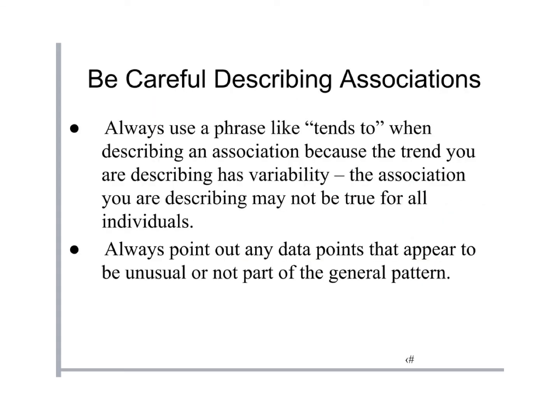Okay, so when describing associations, make sure to always use phrases like tends to. Just because there's so much variability in these scatter plots, it's not perfectly linear. They're not all lining up to be 100% linear. So you're going to use words like tend to. Also, we're talking about just 2 variables here, one affecting another, and this is not talking about all the other variables that might be affecting the one. We're just focusing on 2 of them. So you would have to use words like tend to. You can't say for sure this is affecting this. Also, make sure to point out data points that appear unusual.